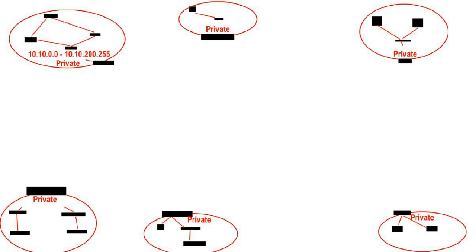So let's say this first top right one is a corporate network. We're going to use the 10.10.0.0 all the way to 10.10.200.255 range simply because we've determined that we are a corporation and we've got that many devices on our single overall network, and we need to be able to use that many IP addresses. So that's why we're choosing the 10.10 range or the 10.0 range of private IP addresses.